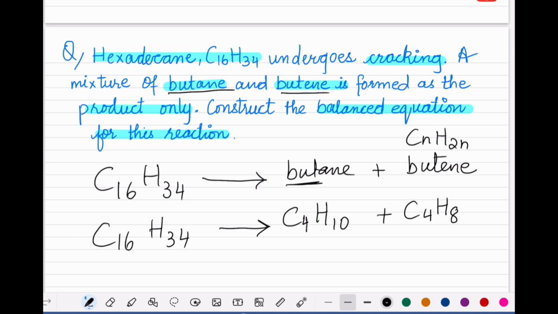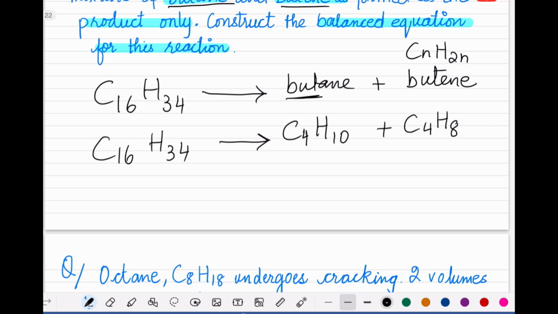Now we have to balance this equation. For balancing, what we will do is put 3 with the butene in order to balance the equation. Now there are the same number of carbon and hydrogen atoms on both sides of the equation.